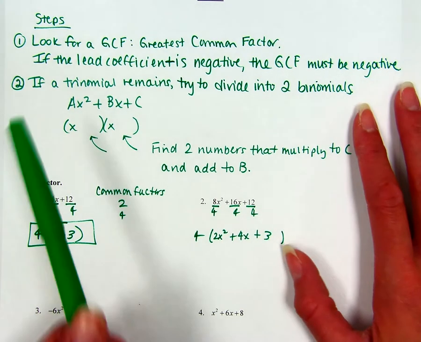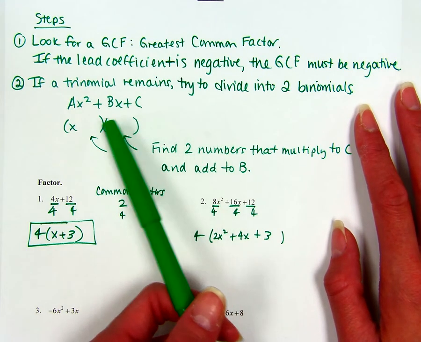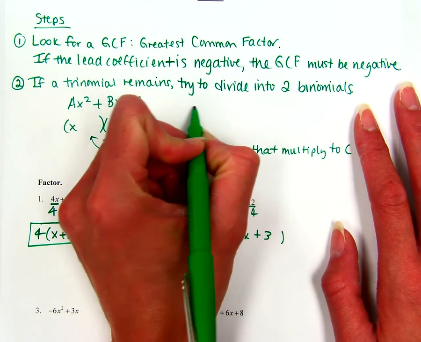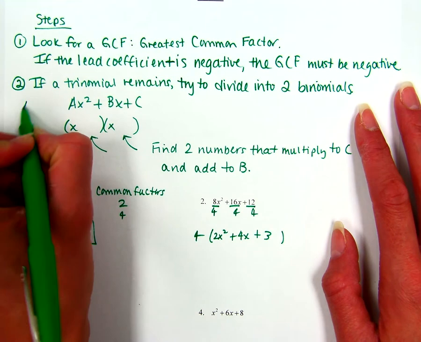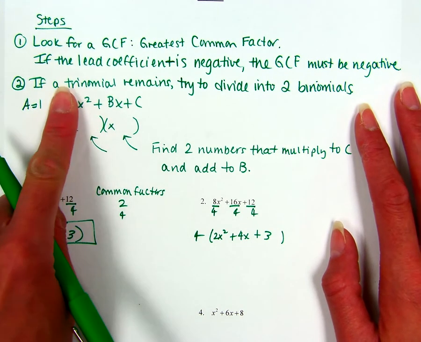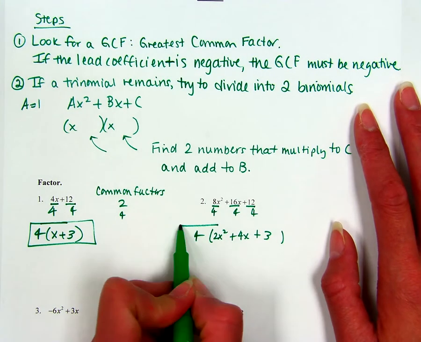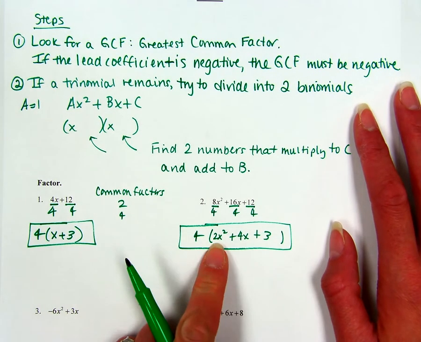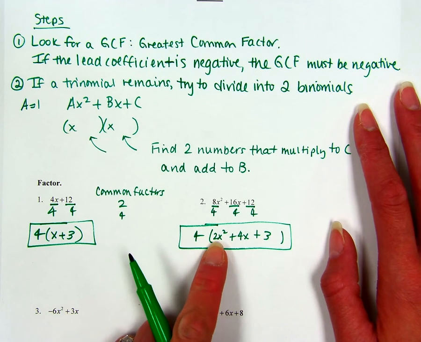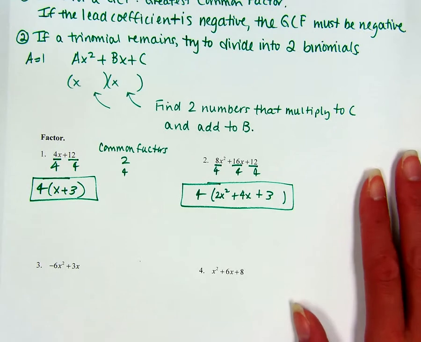All right. Then it says if a trinomial remains, we're going to try to divide that trinomial into 2 binomials. For today, a is going to equal 1, so it'll just have x squared. There won't be a number in front. So right now, because there's a 2 in front, we don't need to do anything else. So for today, we're going to be done. Tomorrow, we're going to be dealing with problems where you have trinomials and there's a coefficient in front that's not 1. Okay, so we're going to keep going.